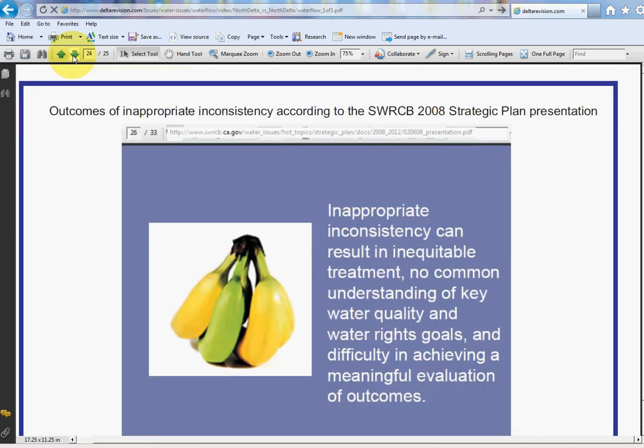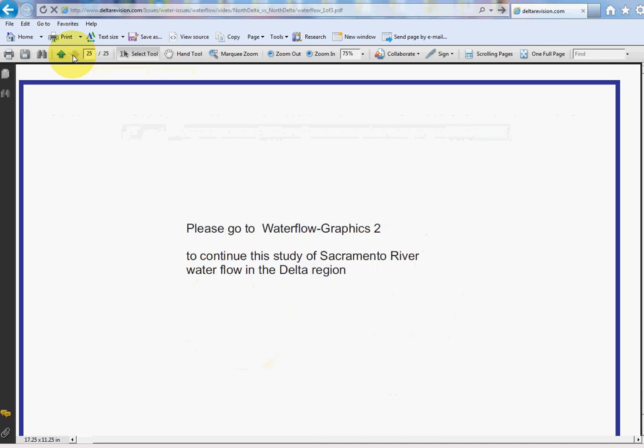So let's go on. Just a reminder about the inappropriate inconsistencies. You will see in the next series how inconsistent all those regional projects were in counting water flow. So please go to the next graphic, and if you have any questions or want all the documents that relate to what I went through, or their links, you can find them at this website. Then please go to graphics 2.